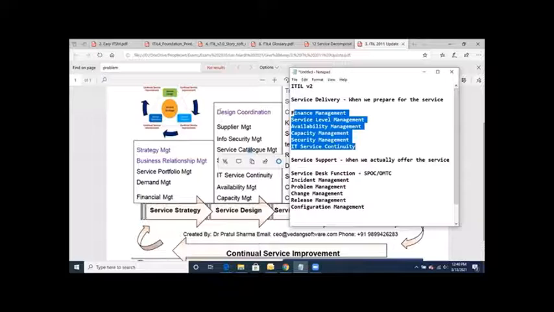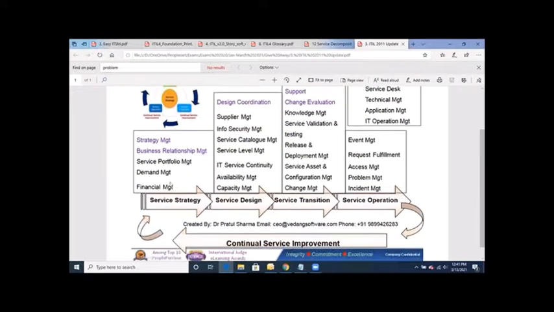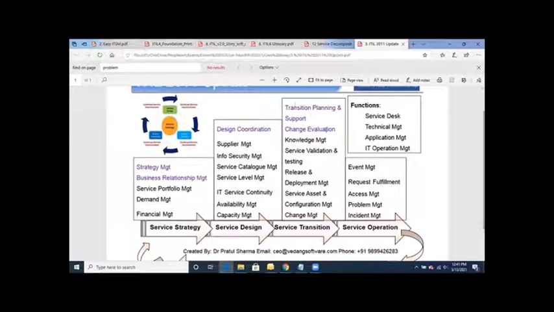और ये डिजाइन कोऑर्डिनेशन जो ब्लू वाला है 2011 अपडेट में जुड़ा है. तो V3 में ये दोनों जुड़ा, डिमांड एंड सर्विस पोर्टफोलियो. V3 में सर्विस कैटलॉग मैनेजमेंट जुड़ा. Then V3 again move to service transition, which is change, release, configuration was already there. So change, release, and configuration was there. They added knowledge management and validation testing in V3 separately. लेकिन 2011 में उन्होंने change, evaluation, and transition support planning भी जोड़ा.